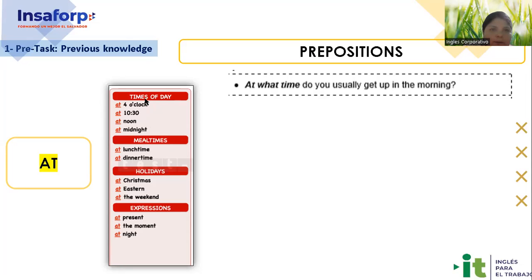También lo vamos a utilizar con palabras relacionadas a los tiempos de comida. Por ejemplo, at lunch time, a la hora del almuerzo, at dinner time, la hora de la cena. And we also use at with holidays. Entonces también se utiliza el at con holidays. Por ejemplo, at Christmas, at Easter, at the weekend. Me parece que usualmente hemos visto on the weekend and at the weekend, right?